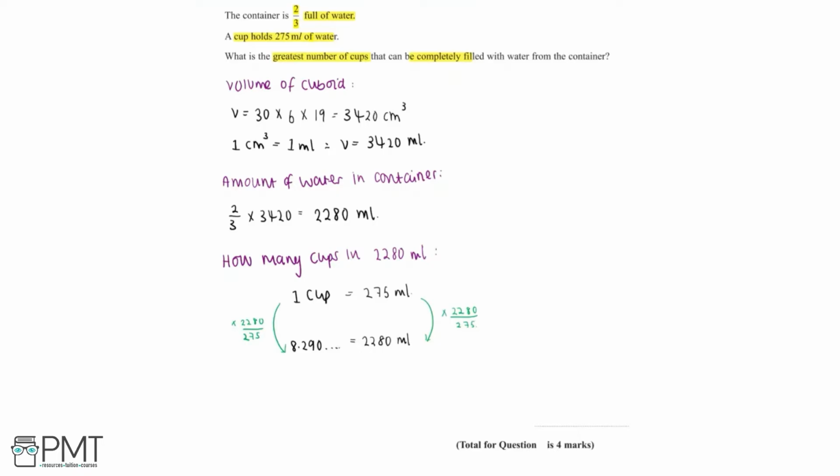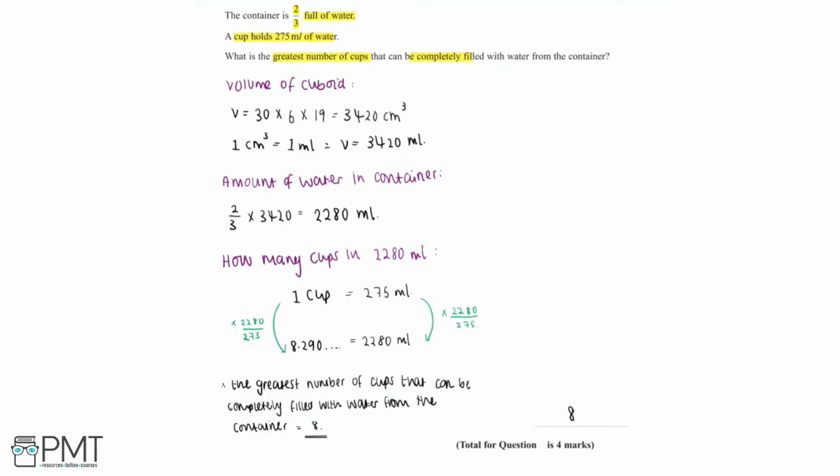But we need to find the greatest number of cups that can be completely filled with water from the container. So if we have 8.29 cups, we can see that the number of cups that can be completely filled with water from the container is just equal to 8. And so we've now found that the greatest number of cups that can be completely filled with water from the container is equal to 8.